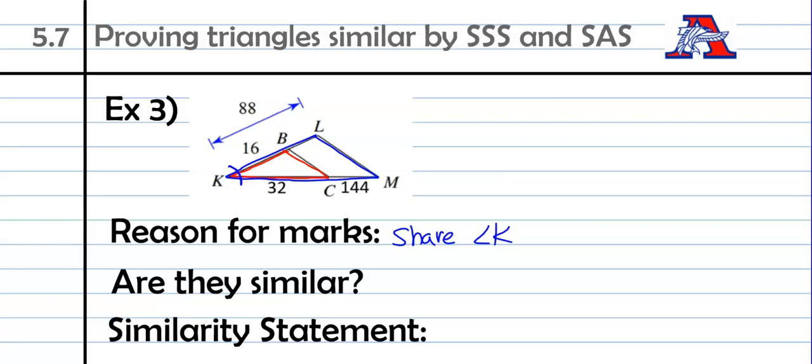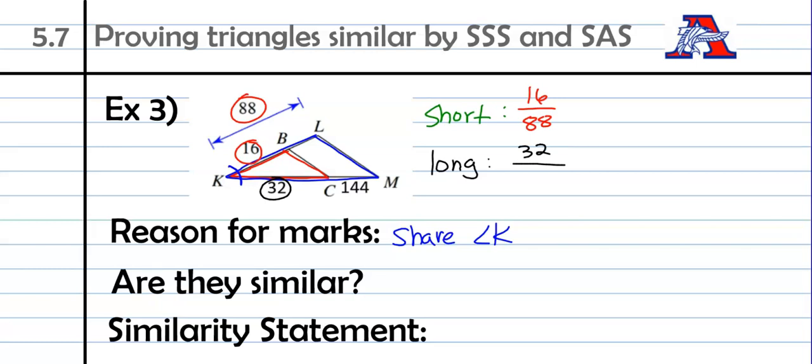Okay, are they similar? Maybe. Reason here, if they are similar, would probably be side angle side, since we don't have all three sides, but we do have that angle in between two sides. So let's check. I'm going to pick out the short sides of each, and I'm going to pick out the long sides of each. So starting with that red triangle, we have 16 and 32. 16 is the shorter side. And the shorter side of the blue triangle is this 88. So 16 and 88.